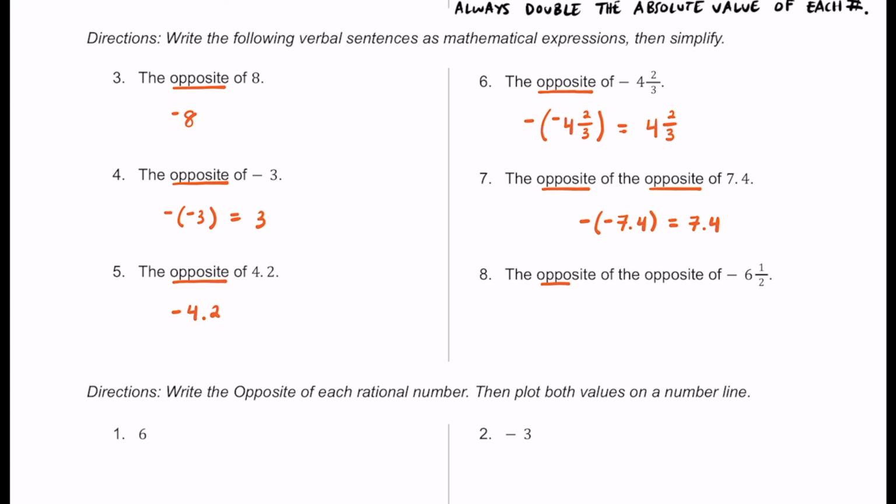Next, for number 8, we have the opposite of negative 6.5. So here's negative 6 1/2. So we have to find the opposite of that, and then we have to take the opposite of that. Kind of interesting here, but we have the opposite of negative 6.5. Well, that is going to end up being the opposite of 6.5, which is negative 6 1/2. Okay, so here's 6.5. If you take the opposite, it's negative. If you take the opposite of that, it becomes positive. If you take the opposite of that, it becomes negative again. So hopefully that makes sense.